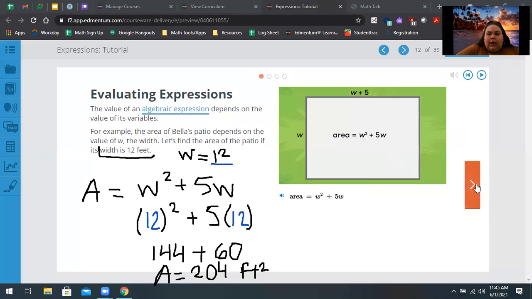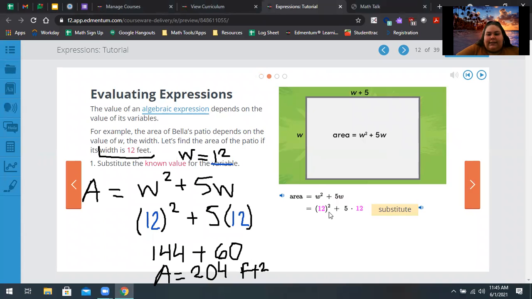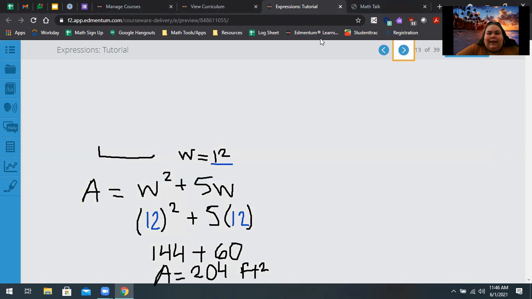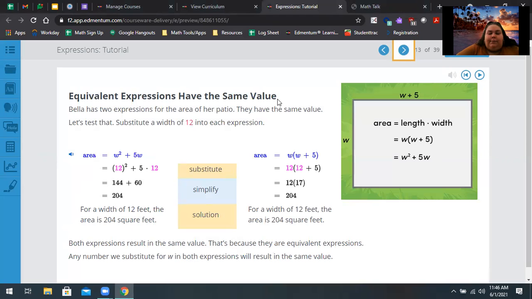So we get 204 as the area, well, 204 feet squared, because that represents the area of the patio. As we follow along, they did the same thing. They're substituting, or pretty much replacing, a W with 12, and you continue simplifying and get the same answer. Again, if I go too fast, you can always pause it. I highly suggest trying to do it on your own before watching the next part, to practice it. So let's move on to the next one.